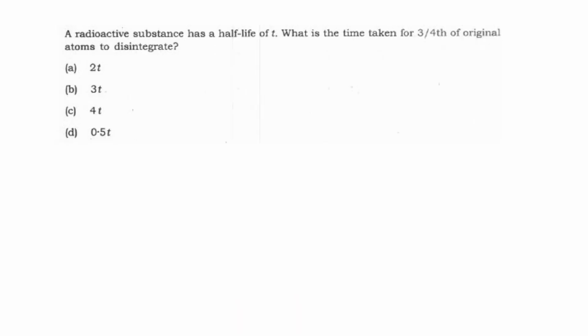Next question is, a radioactive substance has a half-life of T. So what is the time taken for 3/4 of the original atoms to disintegrate? Okay, half-life means the time which will be taken for the number of atoms to disintegrate by 1/2. So here we can say that at the time of T, N by 2 atoms will be disintegrated. So the number of disintegrated atoms would be N minus N by 2 is equal to N by 2.